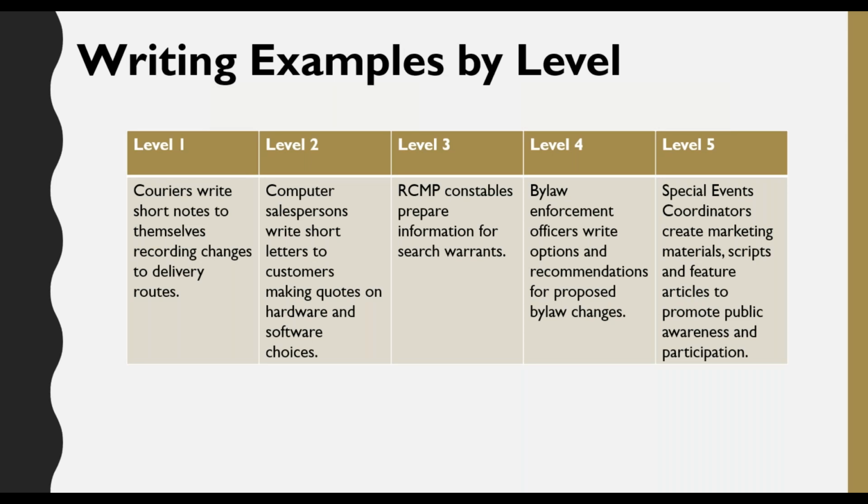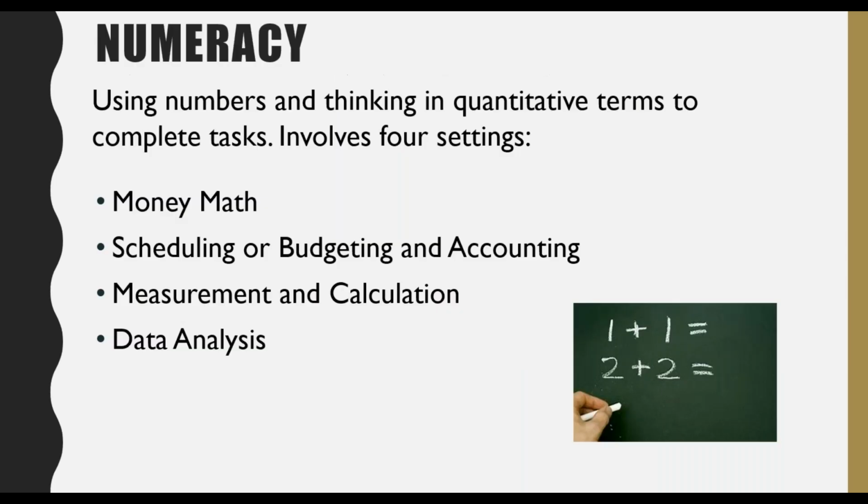So again, you can still see the connection to the International Adult Literacy Survey 5 levels, even through the writing complexity levels. Okay, so that was reading, document use, and writing. And now we're going to kind of flip to numeracy. And numeracy is a little different.